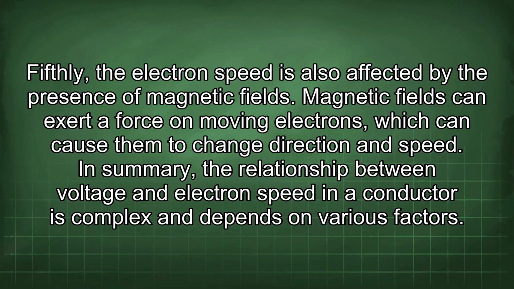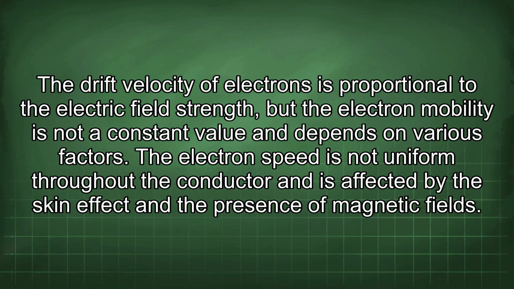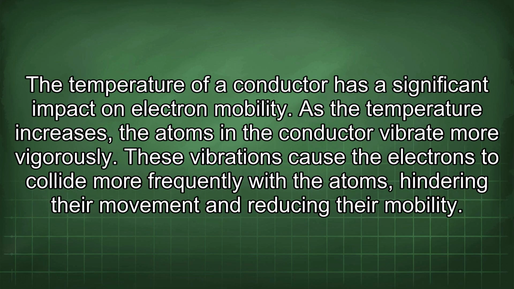In summary, the relationship between voltage and electron speed in a conductor is complex and depends on various factors. The drift velocity of electrons is proportional to the electric field strength, but the electron mobility is not a constant value and depends on various factors. The electron speed is not uniform throughout the conductor and is affected by the skin effect and the presence of magnetic fields.